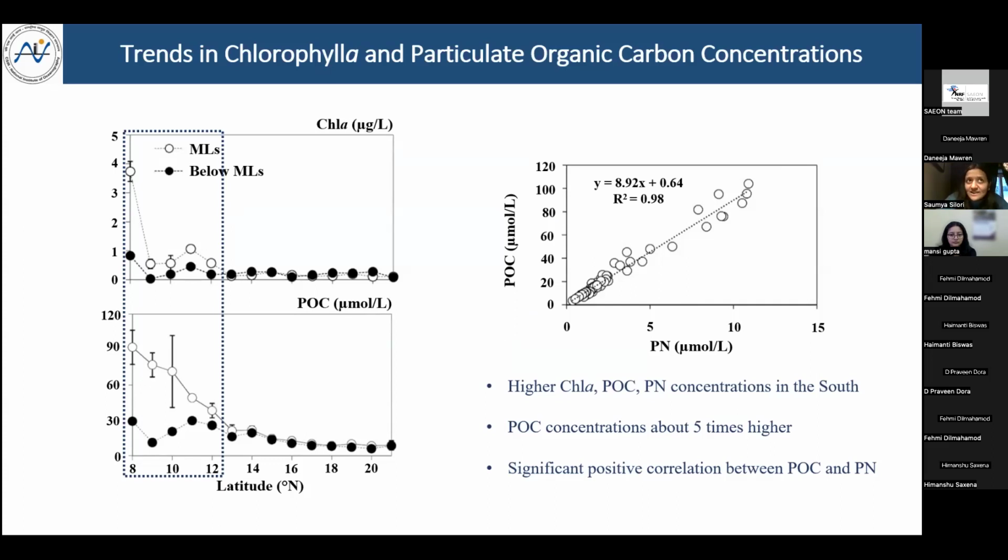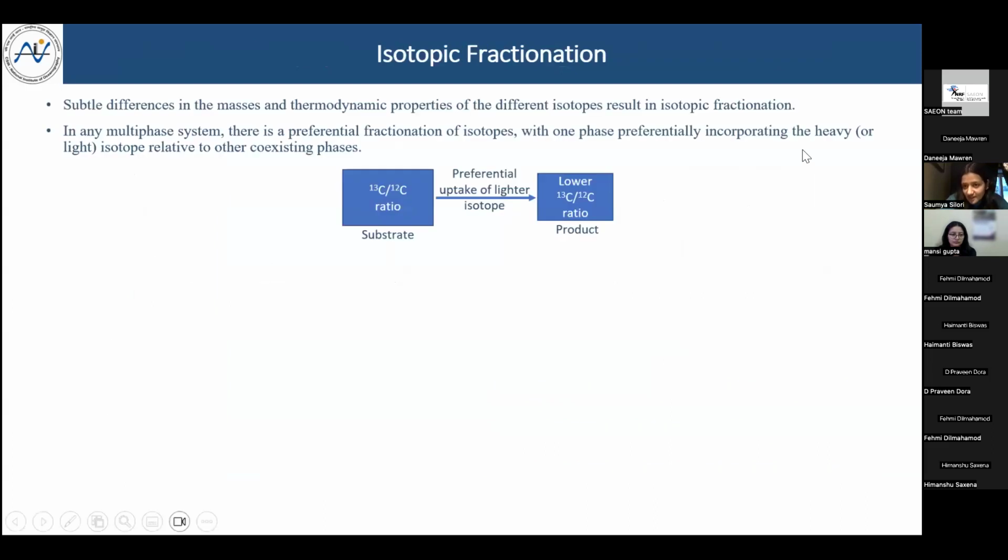Before I get into how the isotopic signature of the particulate organic matter varies in this transect, I will briefly introduce isotopic fractionation. Again, I'm sure a lot of people already know about it, so I'm going to keep it brief. Isotopic fractionation mainly arises because of how the isotopes of an element are utilized in a natural process. This differentiation results from the differences in their masses, because of the difference in the number of neutrons, and also in their thermodynamic and kinetic properties.